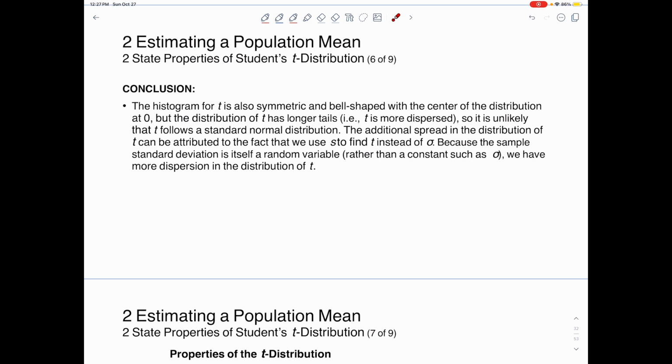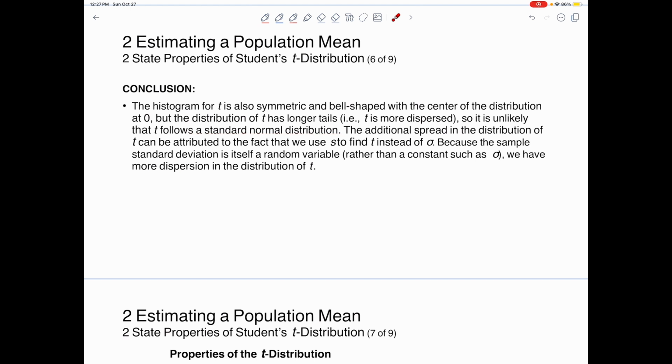While the histogram from the t-distribution, or the t-scores, is also symmetric and bell-shaped, similar to the normal distribution, and the center of the distribution is about 0, so that is similar to the normal distribution as well, the distribution of t has longer tails, or heavier tails. They are more dispersed because the t-scores are more dispersed in this case. Also, it is unlikely that t follows a standard normal distribution because of that trait.